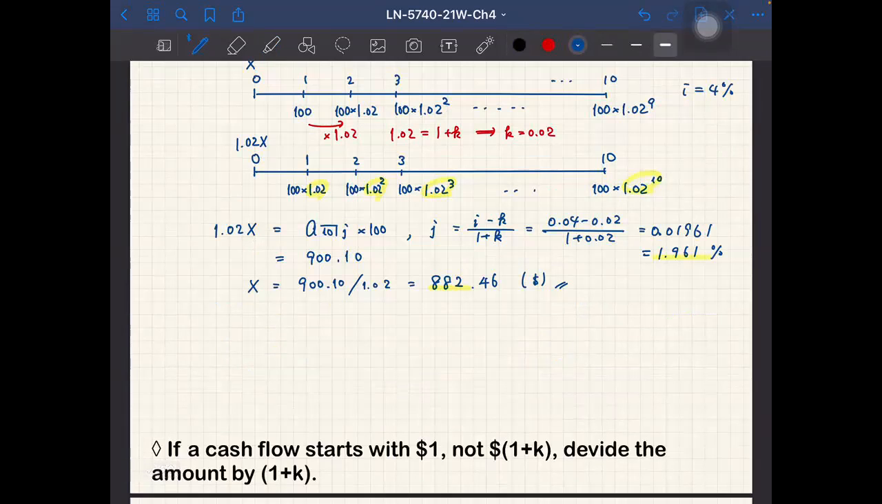Yeah, so the point in this second example is that if a cash flow starts with $1, not 1 plus k, then we have to divide the amount by 1 plus k at last. So at first we have to calculate 1 plus k times x, then we divide both sides by 1 plus k. Then we get the answer.